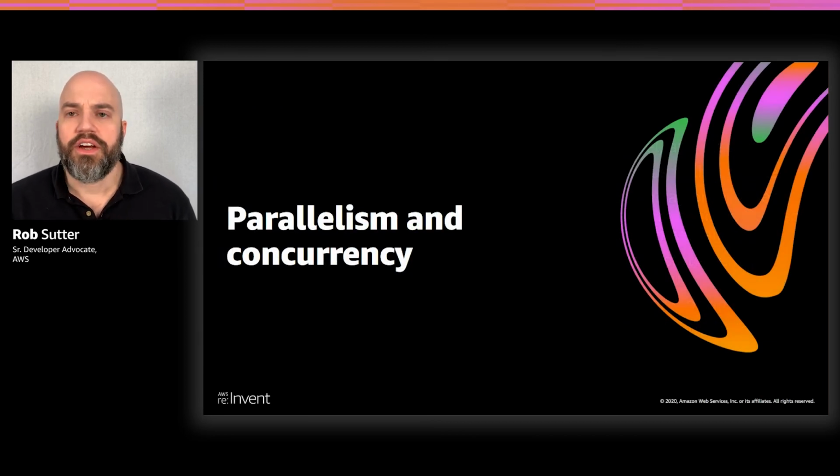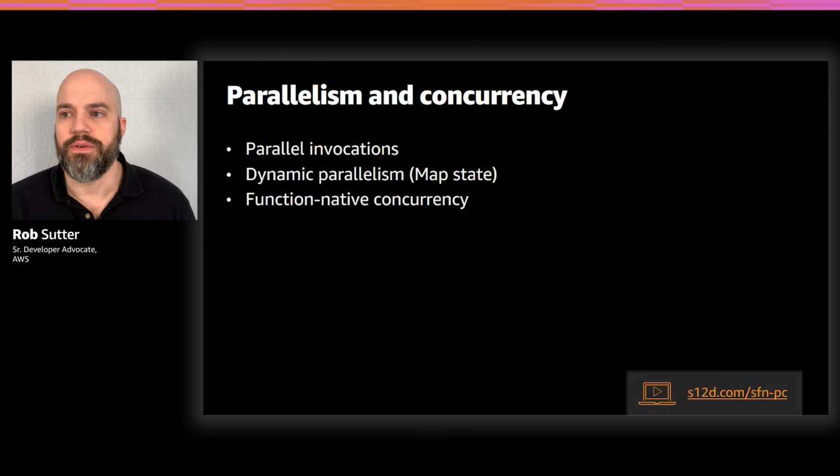For parallelism and concurrency, you have 3 choices that are built in, and which one you choose depends on the type of workflow that you have. Parallel invocations are essentially independent. This is provided for you by the concurrency built into Step Functions workflows.